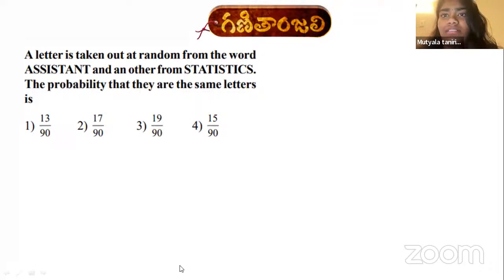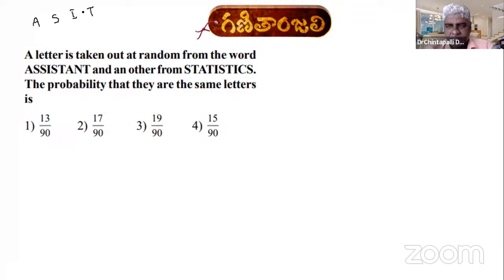T, A, S, I. Everything except N, sir. A is a common letter. S is a common letter. I is a common letter. T is a common letter. 4 common letters are there. Yes. Okay. Now, what is the probability of A?